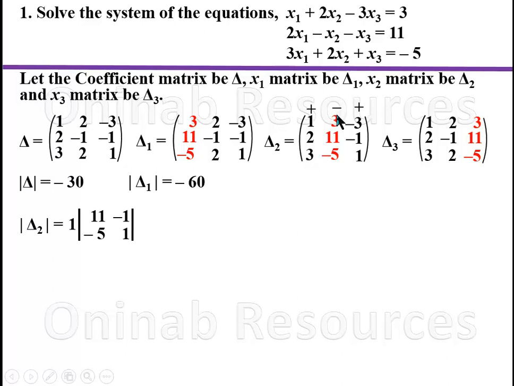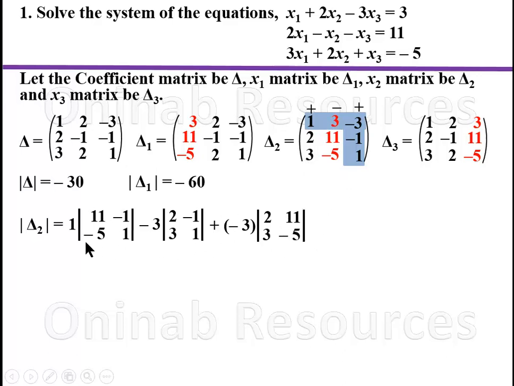We go to the second column. The sign is negative, and the first element is 3. So we have a negative 3. Delete the column, delete the row. So we are left with 2, negative 1, 3, and 1. In the third column, the sign is positive, and the first element there is negative 3. So we have plus negative 3. Then we delete the column, delete the row. We are left with 2, 11, 3, and negative 5.